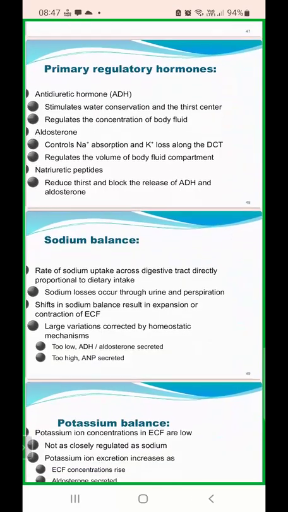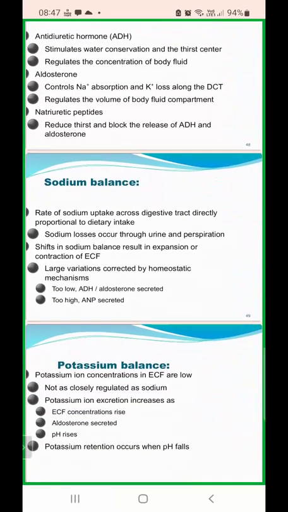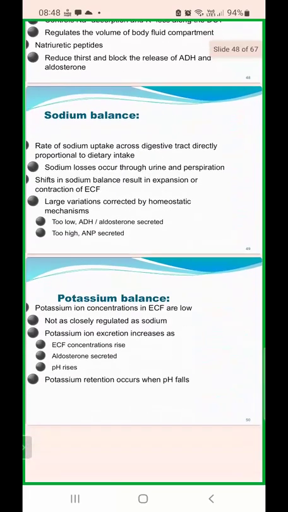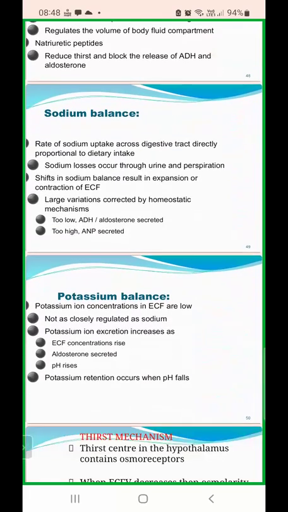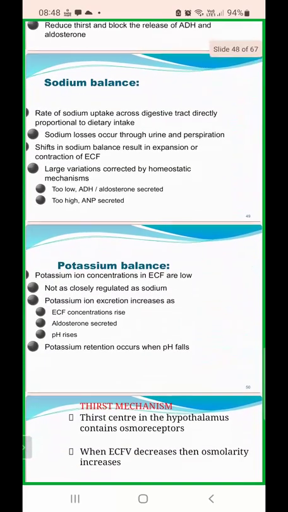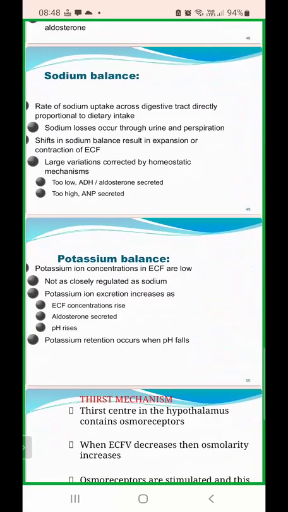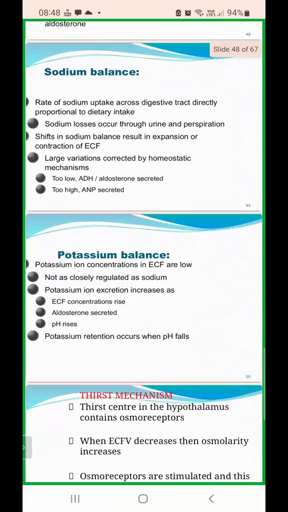Now, sodium balance has to be maintained, and potassium balance has to be maintained. The rate of sodium uptake across the digestive tract is directly proportional to dietary intake. Sodium losses occur through urine and perspiration. Shifts in sodium balance result in expansion or contraction of ECF. Large variations are corrected by homeostatic mechanisms: when sodium is too low, ADH and aldosterone are secreted, and when too high, ANP is secreted.